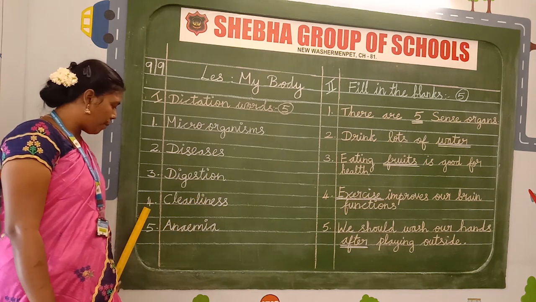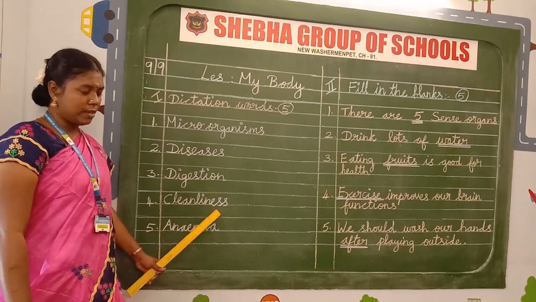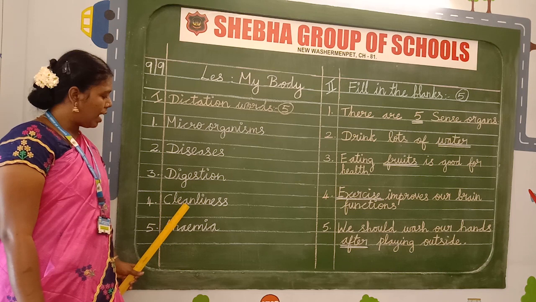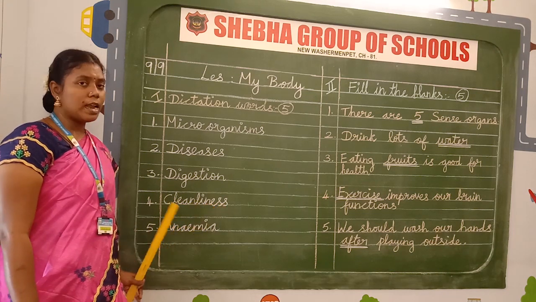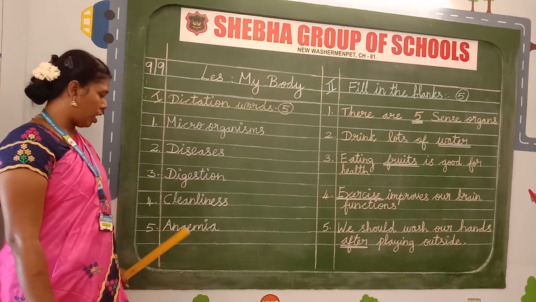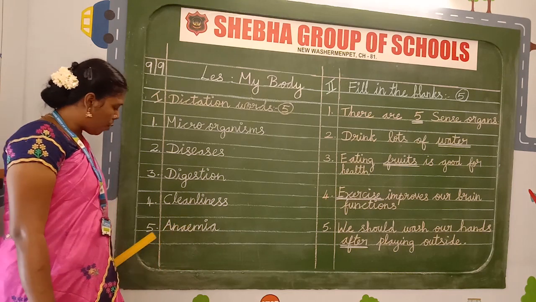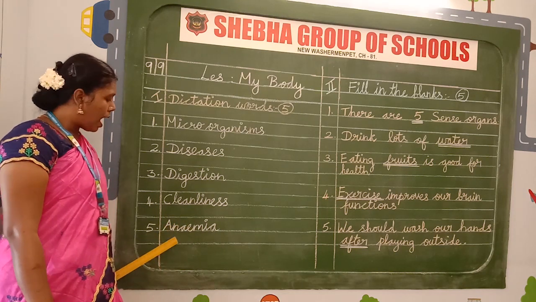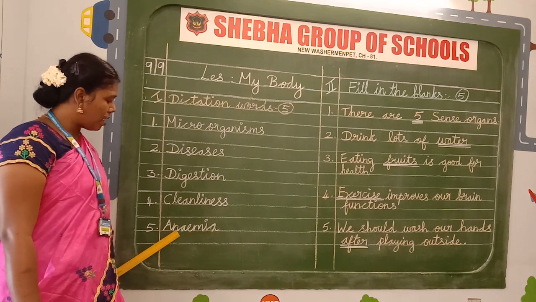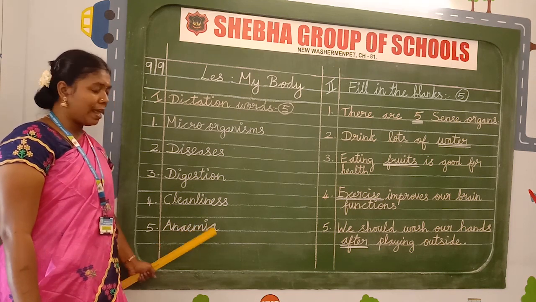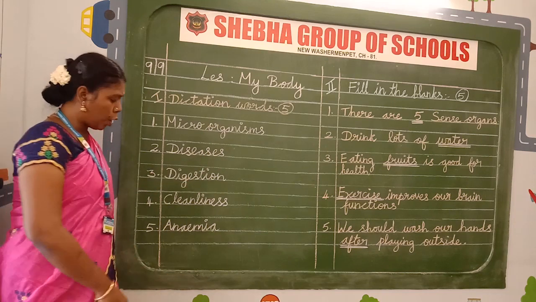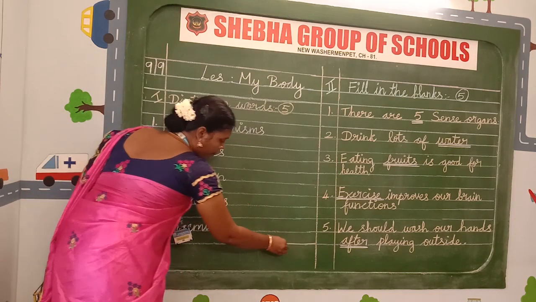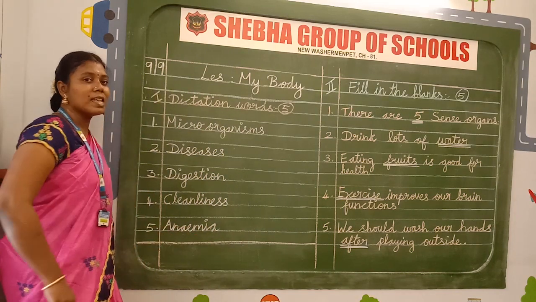Then you can write number 4. Cleanliness. CLEANLINESS. Cleanliness means thuvimai. Next, you can leave the line. Now we can start to write number 5. Anemia. ANAEMIA. Anemia means ratha sogai. After finishing this first Roman letter, you can put the line by using a scale.